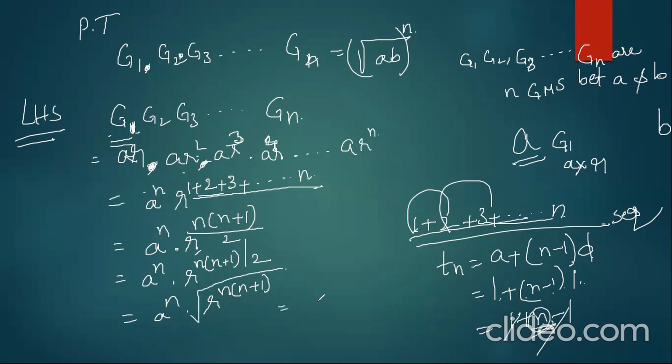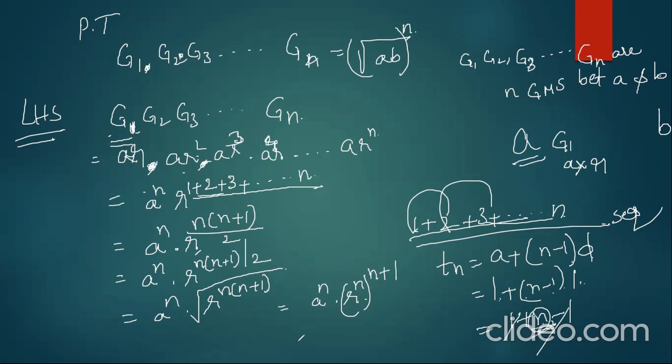So, how do you write? A power n into r power n, whole power n plus 1. Not r power, because the powers are multiplying, not adding. If you write the same base, then they may add, but here it is not adding, right? So a to the power of n into r to the power of n, whole to the power of 1 by n plus 1, right? So what is this?